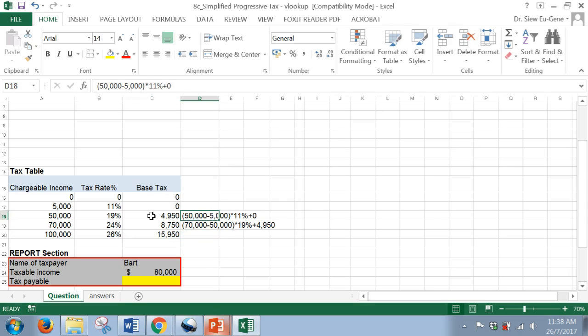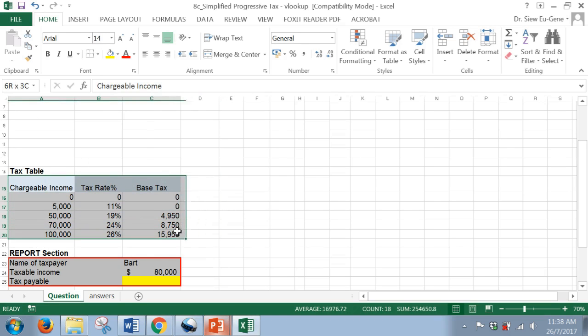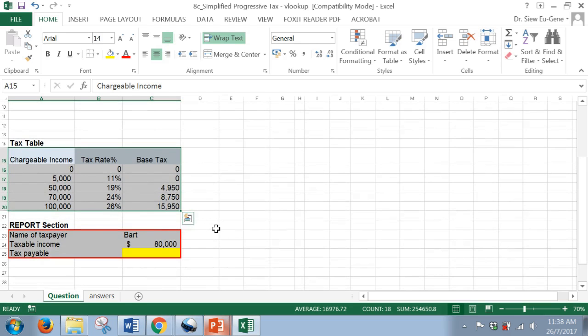All right. In the question, it didn't ask us to calculate the base tax. That was already given, so I'll just deduct this. So this will come up with the VLOOKUP table. We are answering the question on part A, draw the VLOOKUP table. The next one we have to do is to come up with the VLOOKUP formula.